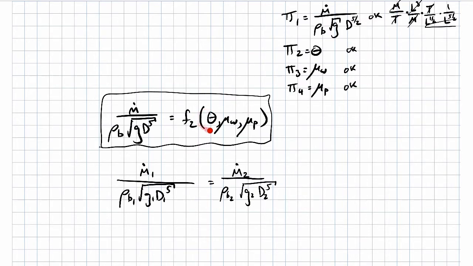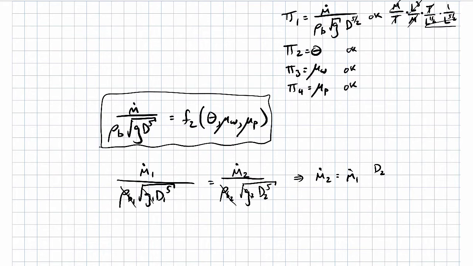So since the variables on the right-hand side are the same, we'll have the same value for the function on the right-hand side, whether I use the first case or the second case. The bulk densities will be the same because, again, it's the same material. Gravity, of course, is the same. So then m dot 2 will equal m dot 1 times the square root of d2, or yeah.